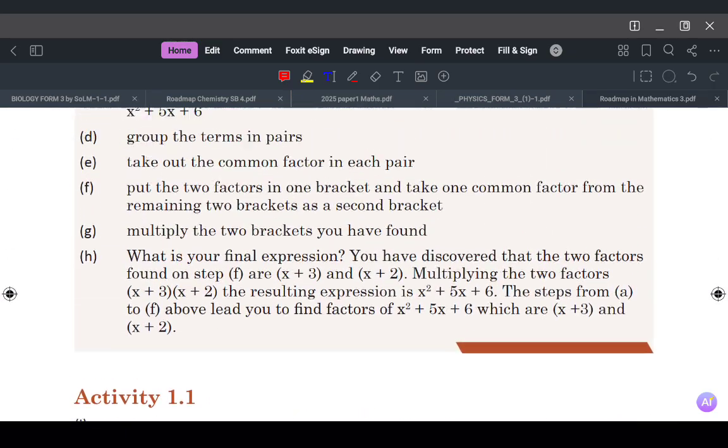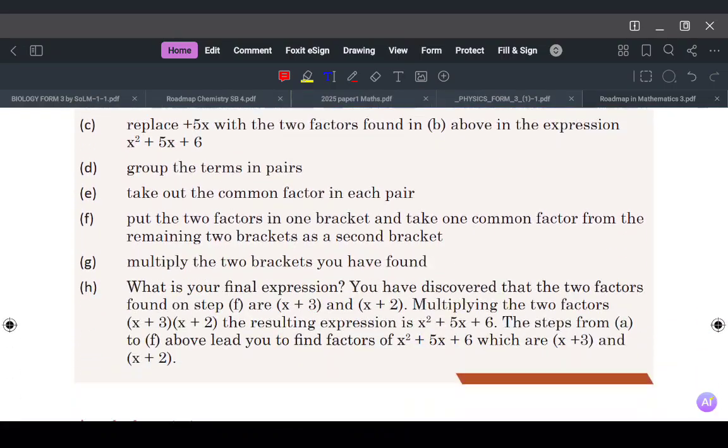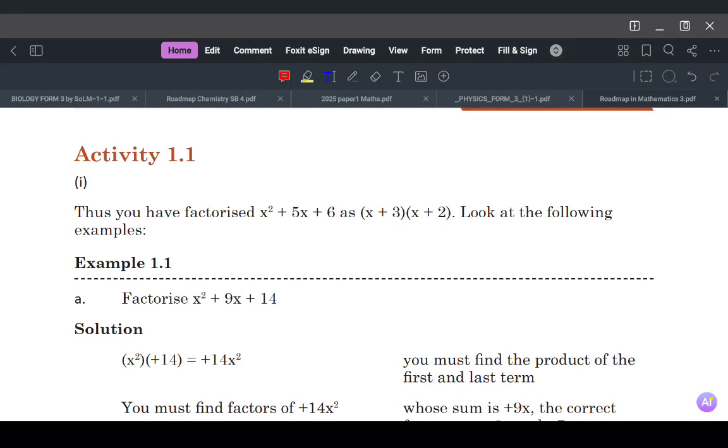All right, so welcome to factorizing quadratic expressions. So I'll take you through the techniques of factorization. For example, we have been asked to factorize x squared plus 5x plus 6. So in order to factorize an expression of this kind, we have x squared plus 5x plus 6.